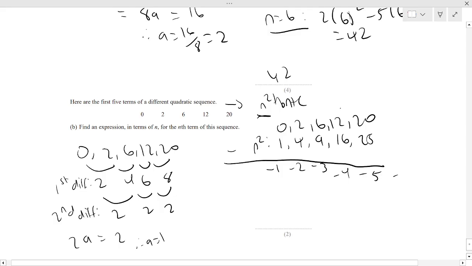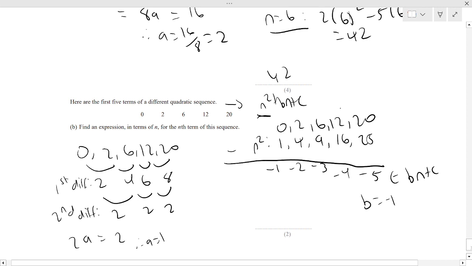So therefore, this will be bn plus c. This is the linear sequence. So then, how are we going to work this out? It's a linear term, so let's do what we usually do. The difference is going to be minus 1, right? Because we're subtracting 1 each time. So b is going to be minus 1.